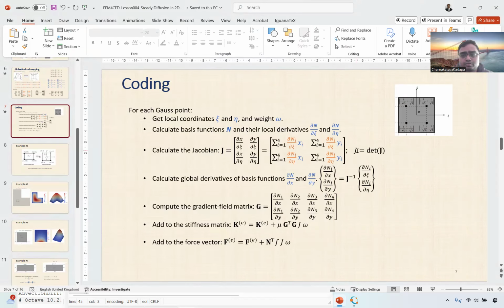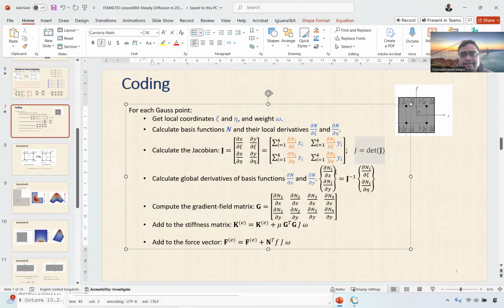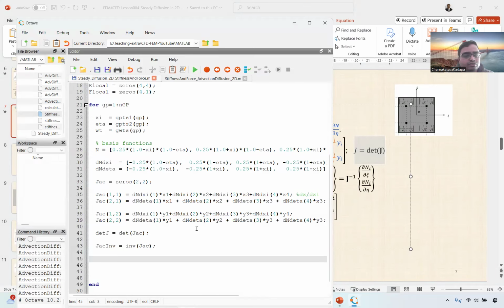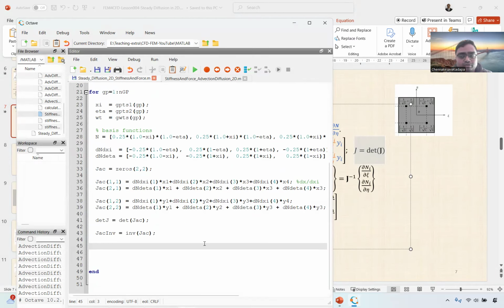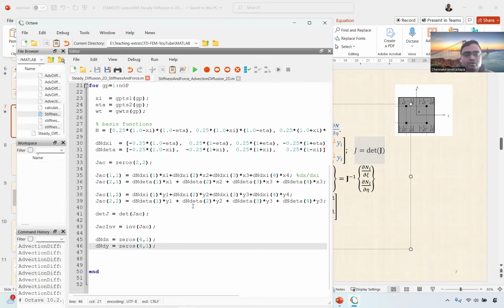Okay, so now we are at this point. Next, we calculate the derivatives of the basis function with respect to the physical coordinates, that is dou N by dou x and dou N by dou y. We have 4 basis functions, so dN by dx is 4 comma 1, and dN by dy again 4 comma 1, or 1 comma 4. Okay, 1 comma 4. We want a row matrix.